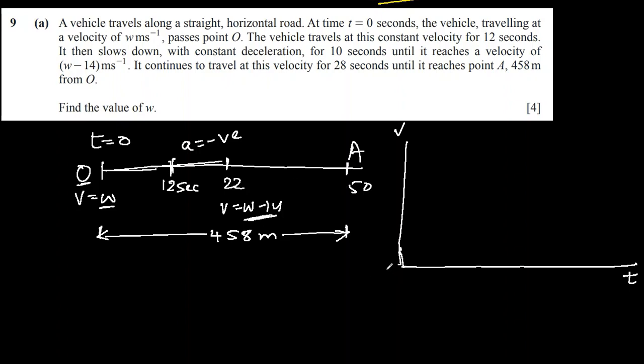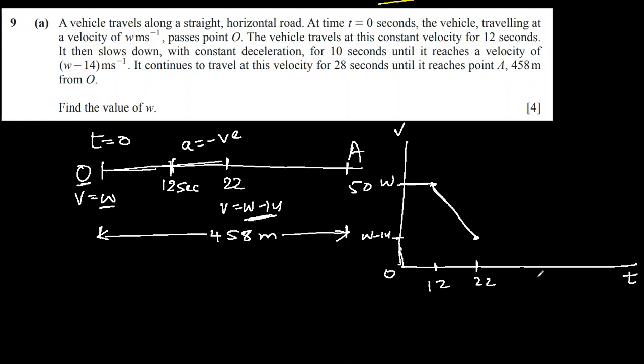So at t equal to 0, the speed is w, right? Now it goes with this velocity for 12 seconds. That means till 12 seconds it travels at the same speed, w. Then it decelerates to w minus 14. Say w minus 14 is here. So for 10 seconds it decelerates. So this is 22. So it reaches w minus 14 after 10 seconds. So this will be the graph here.